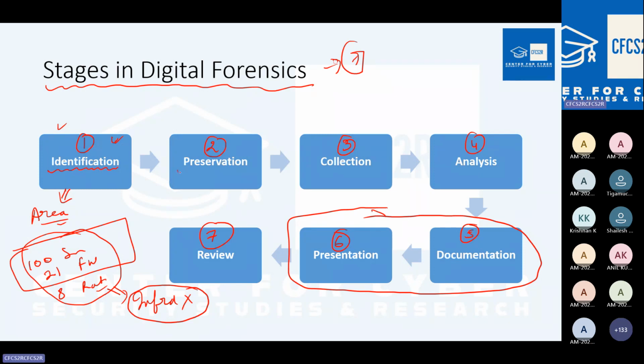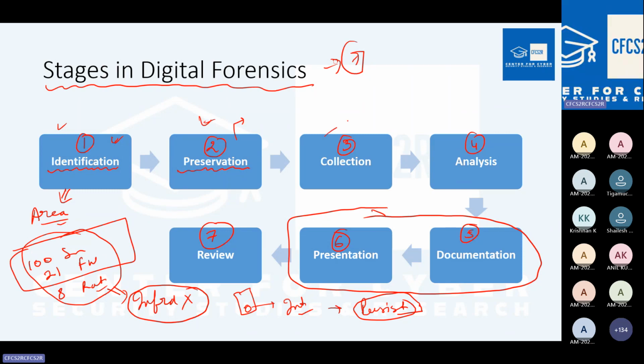Then we have preservation, because preservation of the system is very important. Once you have identified the system and still keep it connected to the internet, there is a chance that some persistence is already there. Some attacker bot may already be sitting on the system and you have started doing digital forensics. So this is not the way. You need to preserve that system.